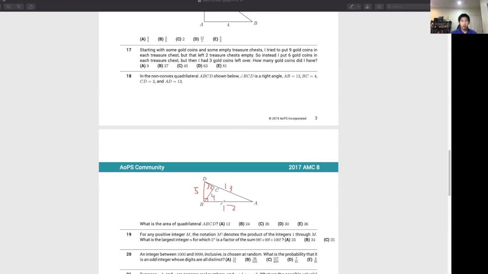So now finding the quadrilateral area is relatively simple. We have one triangle minus another one. The area of ABD is 5 times 12 over 2, which is 30. And after that, we have this triangle we need to subtract. It's 3 times 4 divided by 2. We subtract 6. We get 24.